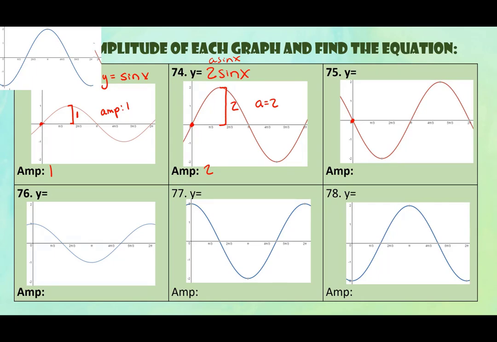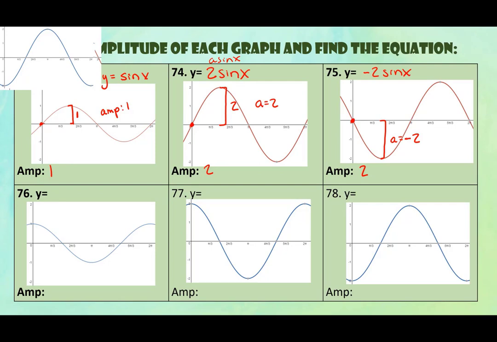Now in the last one, this looks a little different from the other ones. Again, we know it's a sine graph because it goes through the origin here. But if you see, this actually goes down 2 from the origin. So our amplitude is still going to be 2, but our A, because it goes down, is actually going to be negative 2. This is actually a reflection of 74. So that means that our actual equation for this graph is going to be negative 2 sine of x.